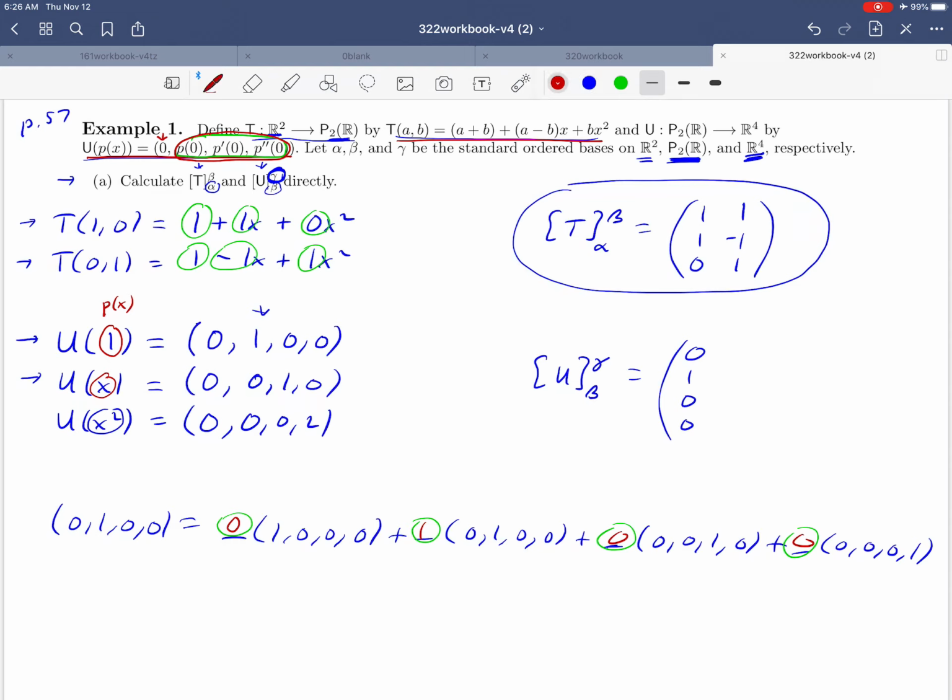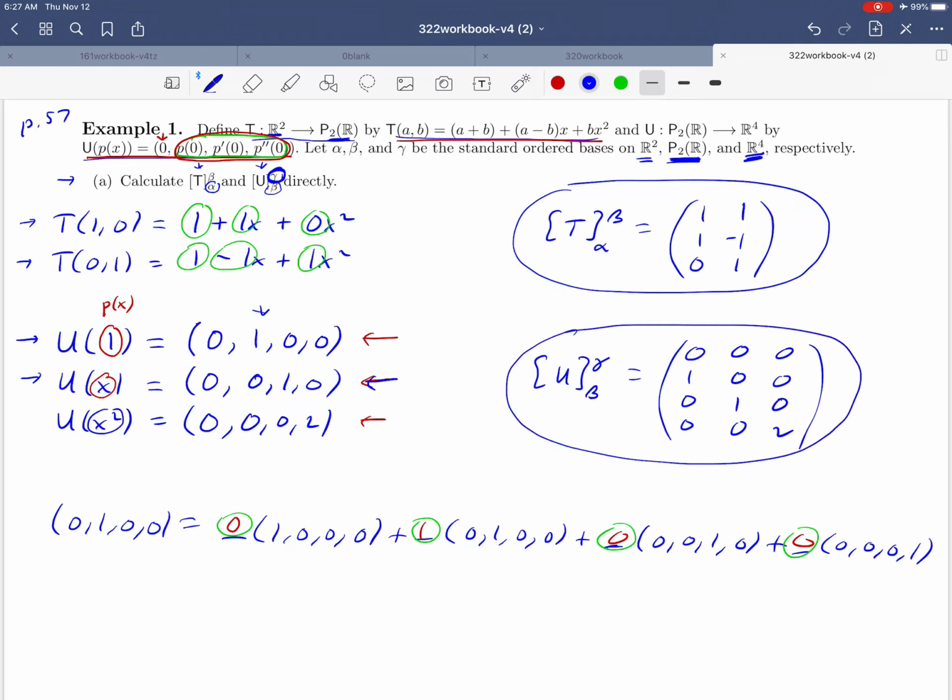Notice though that kind of an interesting thing happens here. That first column exactly matches the coordinates in our tuple. That happens just because of the fact that our basis is standard. It's such a nice basis to work with. And that's going to happen for the last two as well. So the second column is just going to be the 0, 0, 1, 0 that we got right here. And then finally 0, 0, 0, 2. So there is our matrix. And we are done with part A. So in the next video, we will continue with this problem.